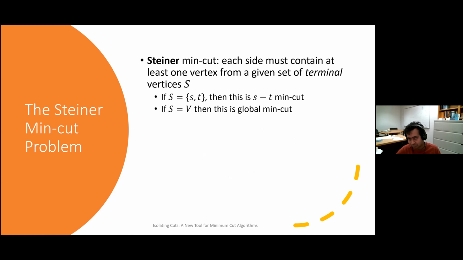There's a generalization of these two problems called Steiner minimum cut, in which case we are given a set of vertices, usually called terminals. The constraint is that you must have at least one vertex from this given set on either side of the min cut. So sometimes we say that the cut must be separating the terminals. Now, if you chose S and T to be your terminals, then it's the same as an ST min cut. If you chose all the vertices as terminals, then this is just a global minimum cut. But in general, you can choose any subset of vertices as terminals.